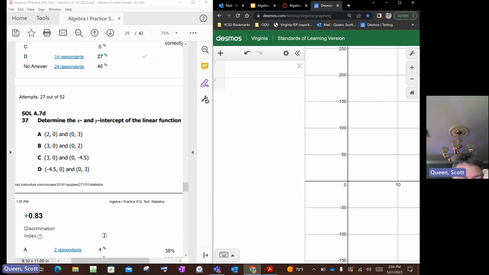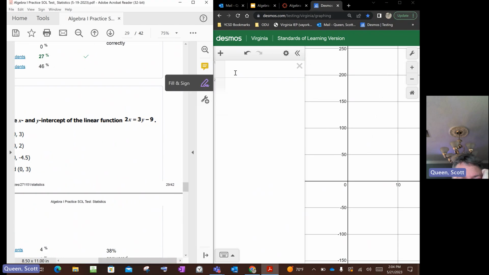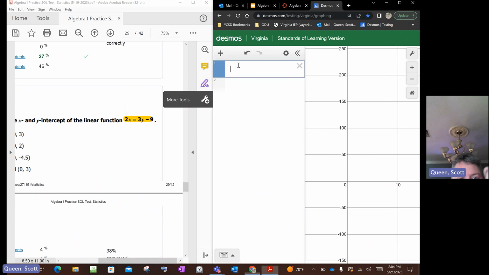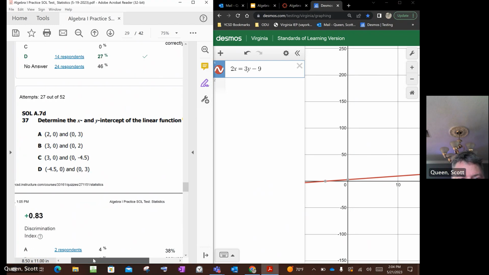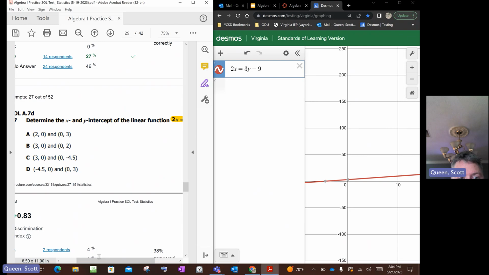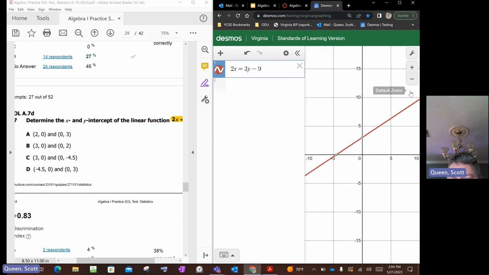37. Okay, so let's get rid of all this. All right, determine the x and y intercept of the linear function. All right, as soon as I see that, I know I'm graphing. All right, so 2x equals 3y minus 9. Okay, and I have these points over here. Determine the x and y intercept. Now, do I need to graph all these? I could. I'm not gonna though. It's too easy. This line has intercepts right there. So we gotta be careful though. X and Y intercepts. Notice that they have these in XY form, meaning points.